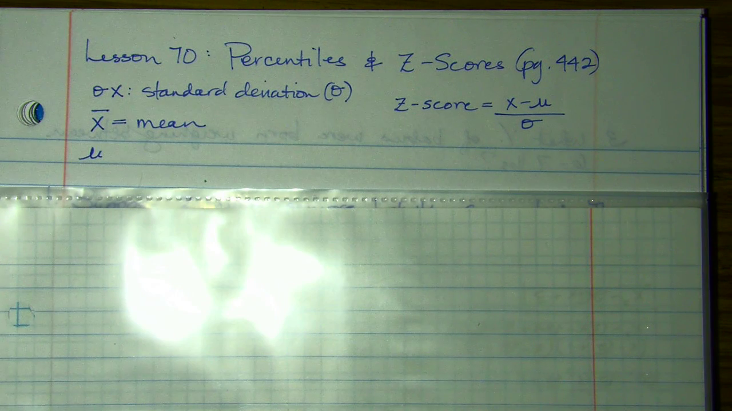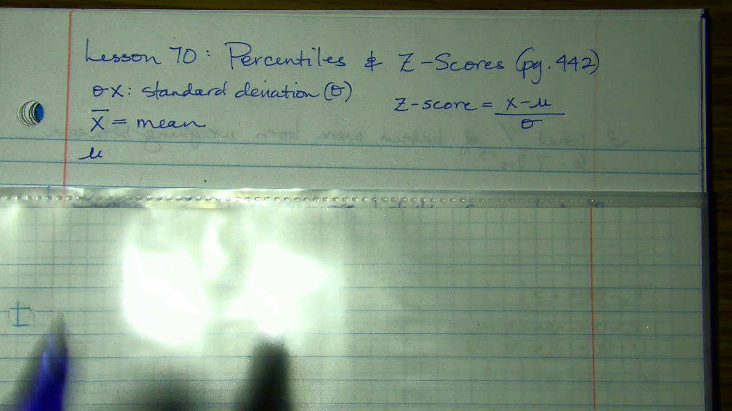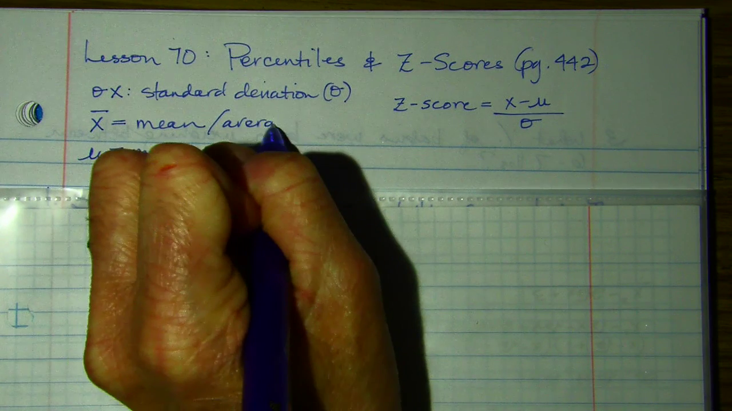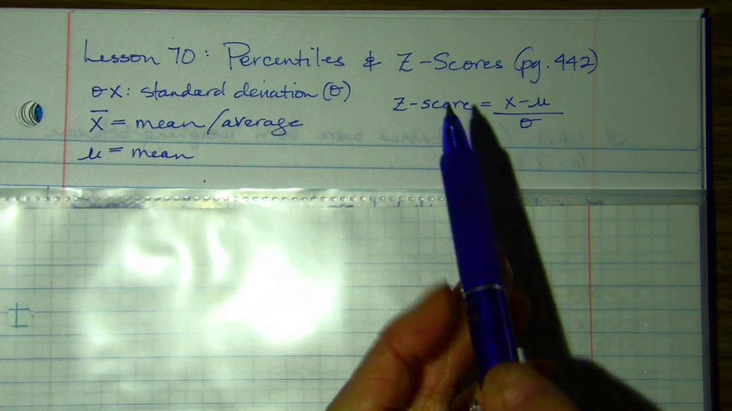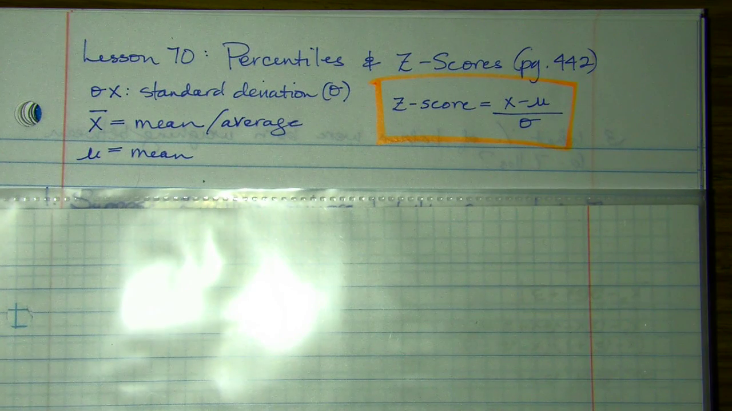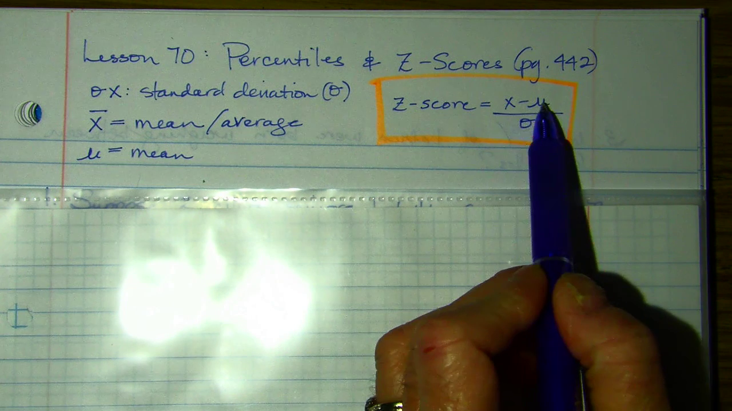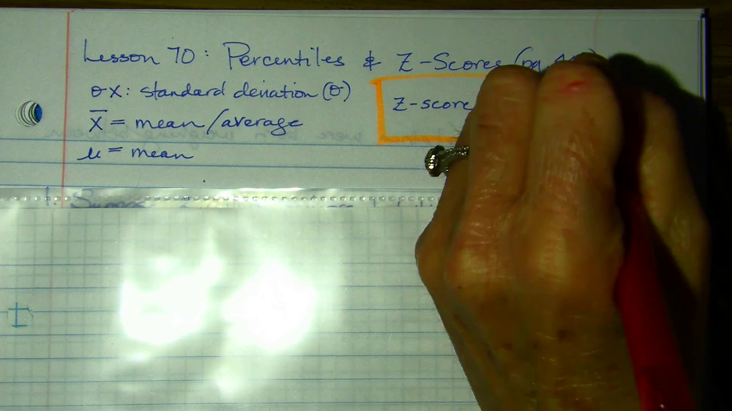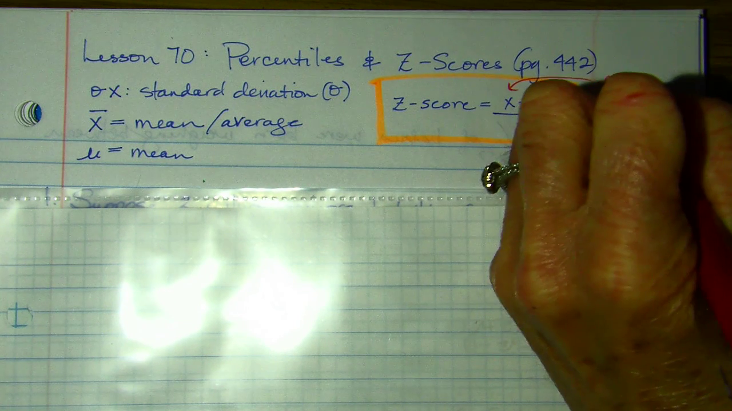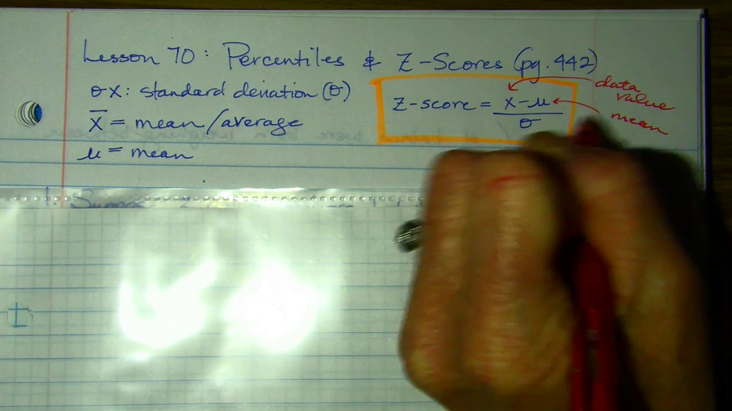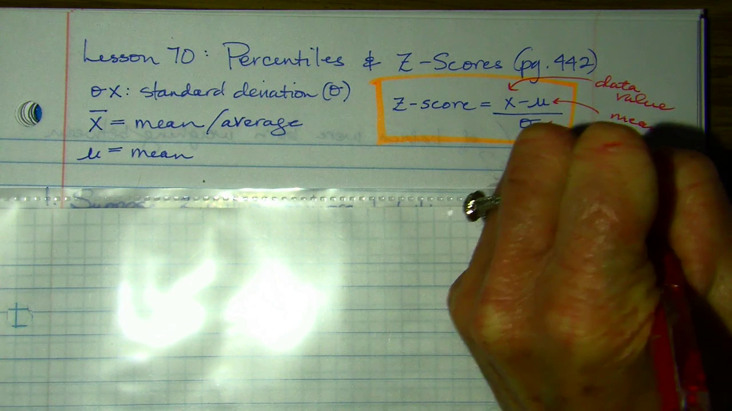In this section, it goes over a new Greek letter, mu. It's kind of weird, but this also represents your mean, another word for average. And I've also recorded your formula for Z-score, and we're going to use that today. It is your data minus the mean, divided by your standard deviation. So this is your data value, this is your mean, and that is your standard deviation.